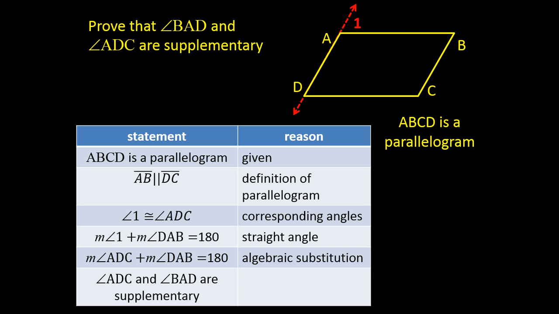And finally, we can state that angle ADC and angle BAD are supplementary, and that's because in the statement above we said that the sum of those angle measures is 180 degrees, and by definition, if two angles sum to 180 degrees, if their measures do, then they have to be supplementary. So that's the beginning of our look at some proofs, and we'll look at a few more proofs later on as well.